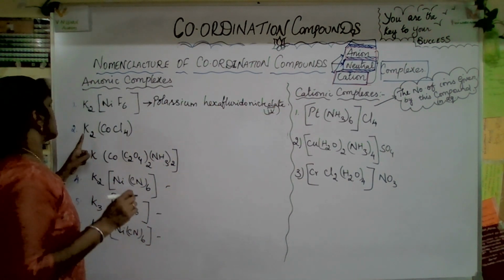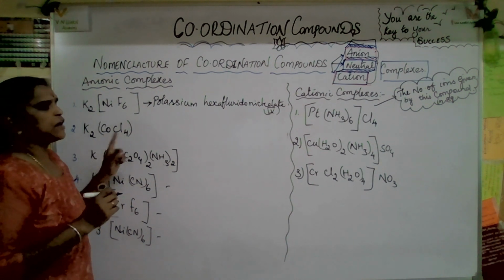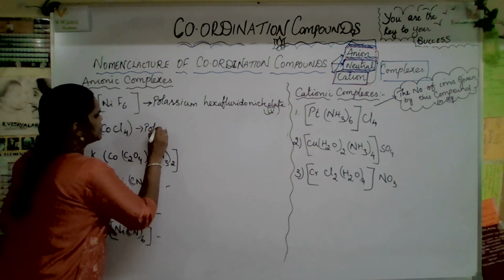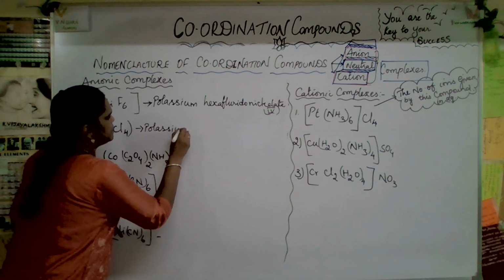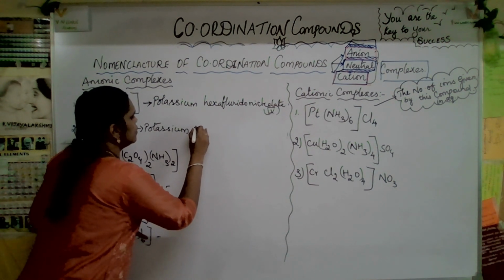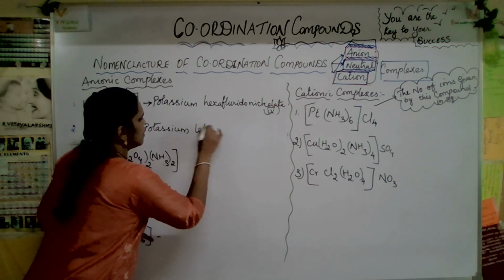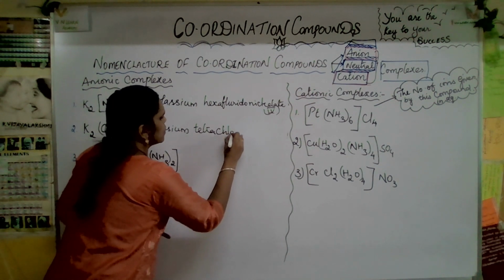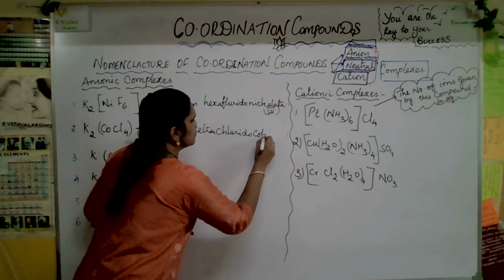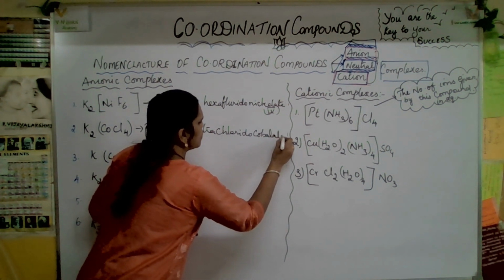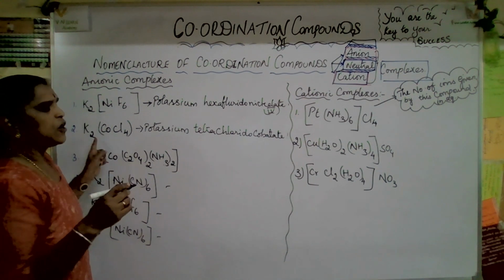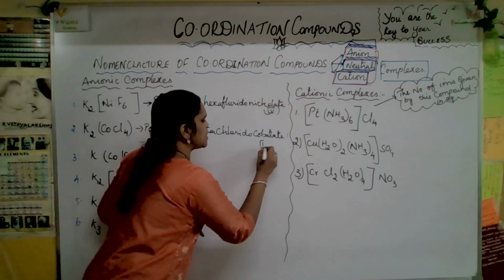Okay, the second one, K2CoCl4. That means this is potassium tetrachlorido cobaltate. And you know how to calculate this oxidation number? This is oxidation number II.